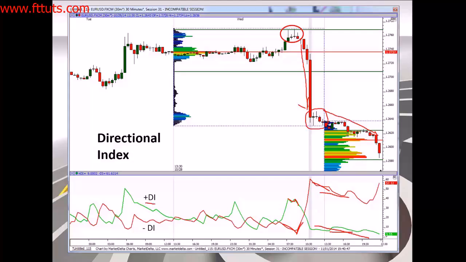So simple use of this directional index helps me to stay on the right side of the market and not to make the mistake that I may have a retrace or a reversal at a point when I don't have it. The best points to try to identify are points where you have two opposing V's.